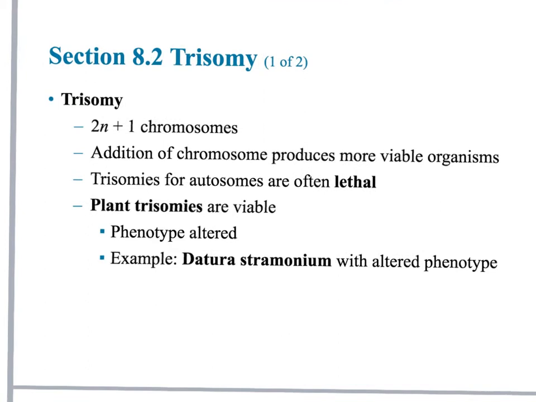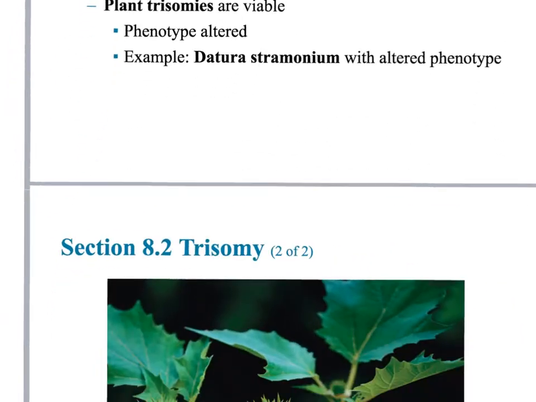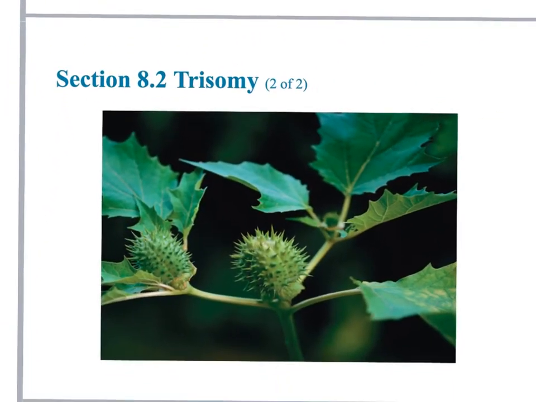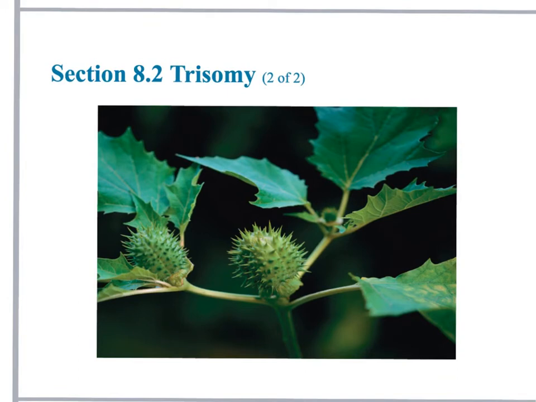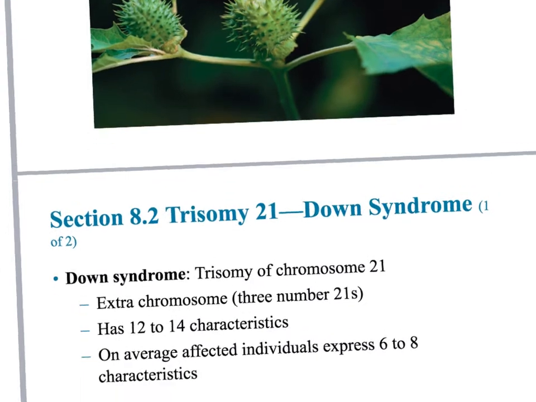So trisomy is your 2n plus 1 chromosome. It's the addition of a chromosome, and it produces more viable organisms if it's trisomy 21. Plant trisomies are often very viable, and you see an altered phenotype, and that's what you get here. In the trisomy, the leaf is the leaf right here instead of normal. You get this prickly, pointy leaf right there. So you get definite phenotypic changes.